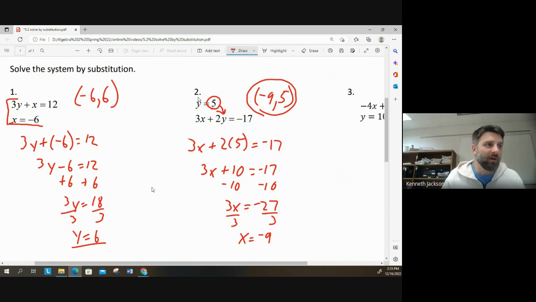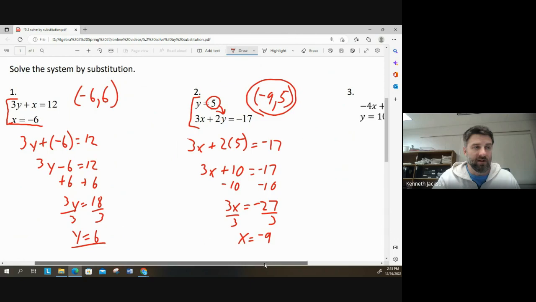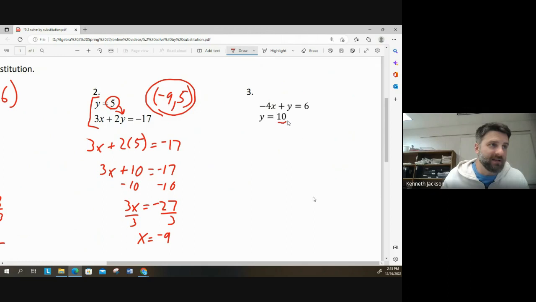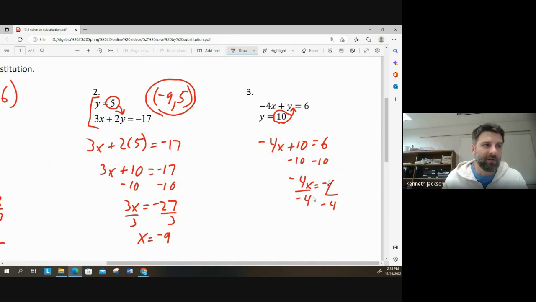And we could prove this with a graph, or we could prove it by plugging in both of these values, or this ordered pair, to see if it makes both equations true. One more of the easy ones. Again, substitution. I take this value of y, which is 10, and I plug it in for y. Negative 4x plus 10 equals 6. To get rid of a plus 10, I can subtract. And to get rid of a times negative 4, I can divide by negative 4. And negative 4 divided by negative 4 would be positive 1. So x equals 1. So my ordered pair would be 1, comma, 10. This is the point where these two lines will cross.